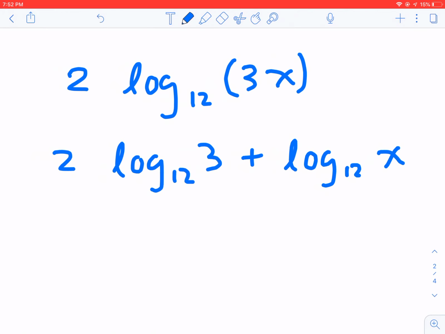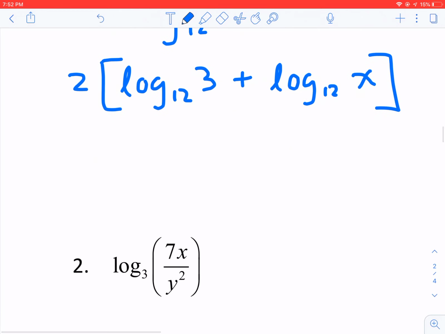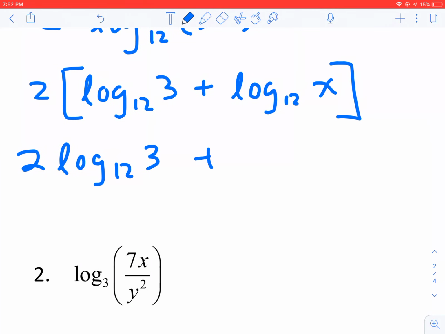But you've got to be careful. It was 2 times all of this, so this should be in parentheses like so. And if you want to distribute the 2 now, we can say this is 2 times log base 12 of 3, plus 2 log base 12 of x.